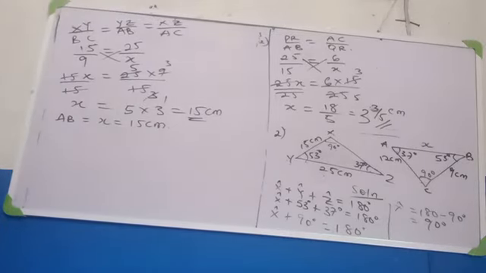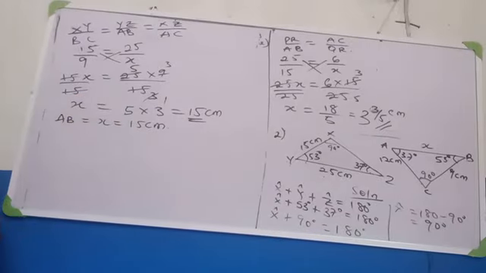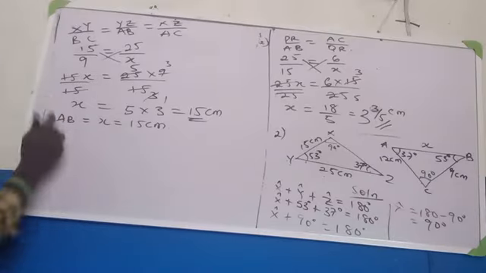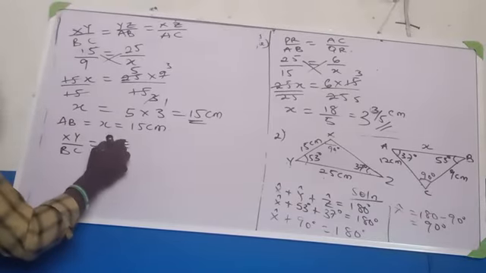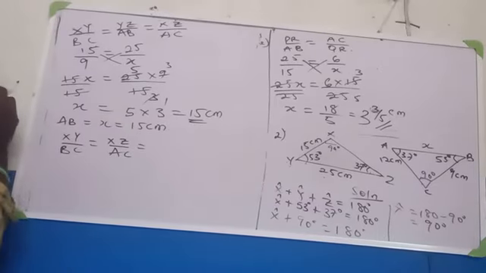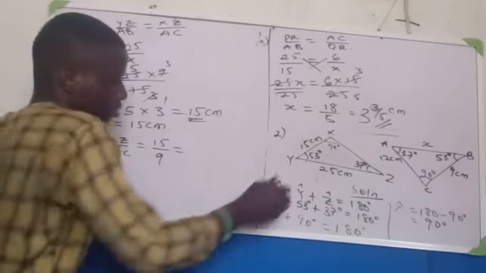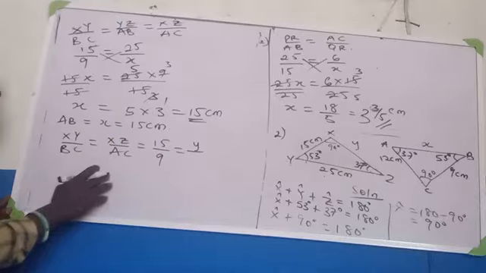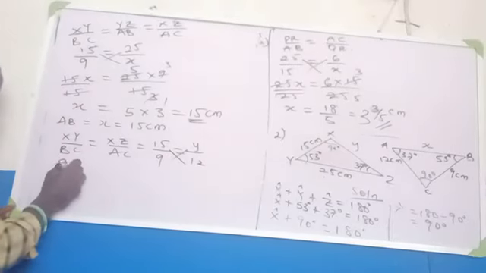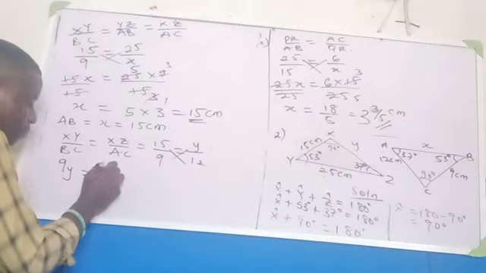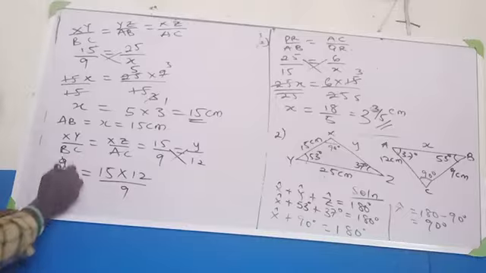So how do I find the other one? The other one is XZ. I have XZ over AC, right? Good. So I can connect as well: XY all over BC equal to XZ over AC. So XY is 15 over 9, equal to XZ, which is y, over AC, which is 12. Cross multiply, we'll have 9y equal to 15 times 12. So divide here by 9, divide here as well by 9. 9 kills 9.